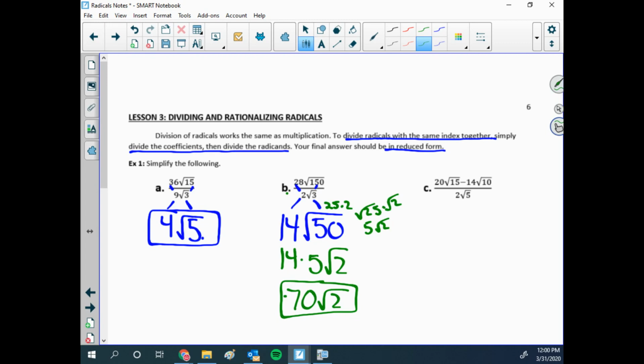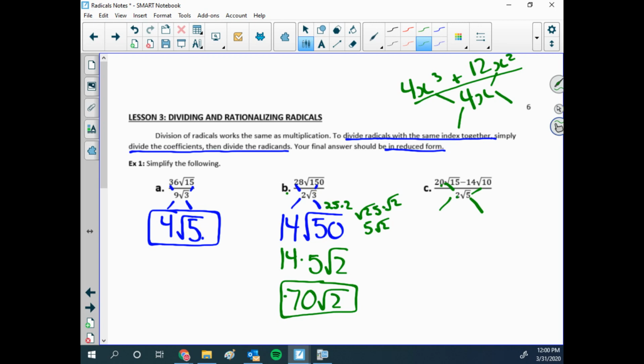Next one works the same way. Now I have a binomial, or two terms, being divided by a single radical. And really, I can just split this up, because each term here can be divided by the bottom. Same way if I had a polynomial. If I had 4x cubed plus, I don't know, 12x squared, I could technically divide that all by 4x. So it works the same way when it's a radical. So I'll do this one term at a time.